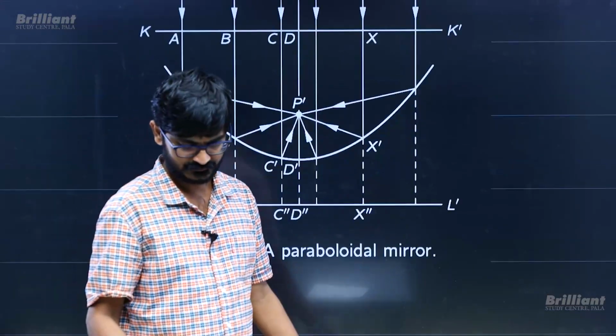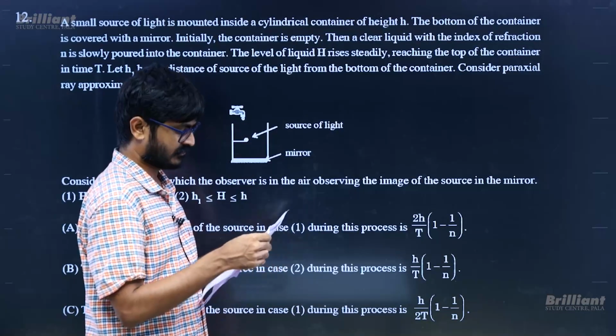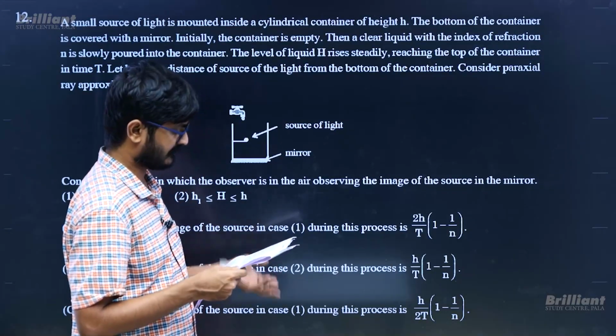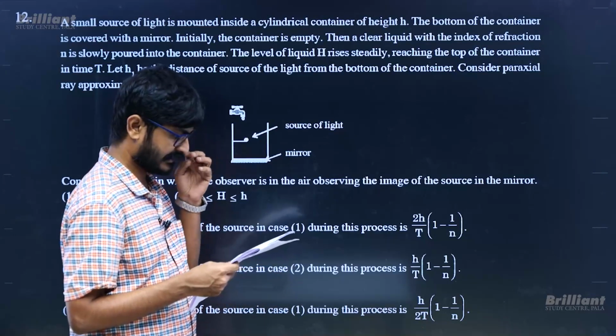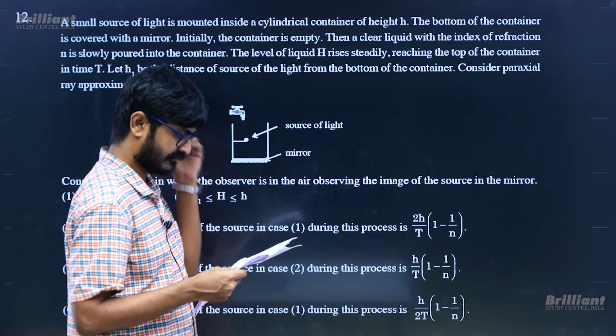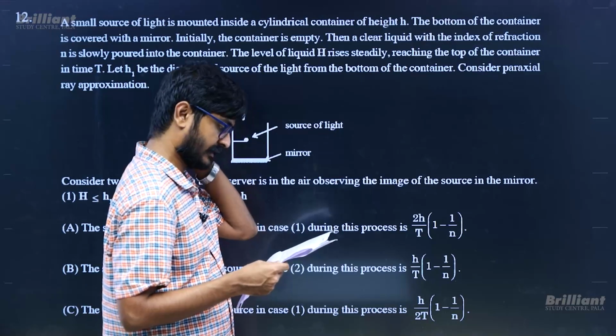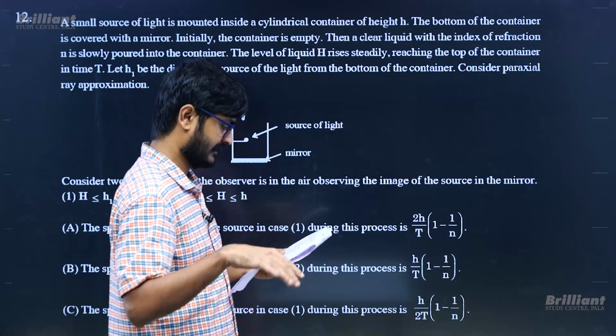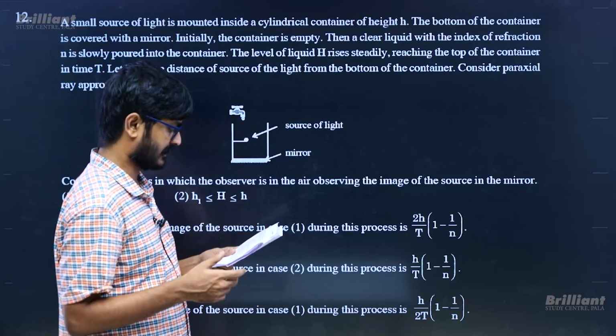The next question goes like this: a small source of light is mounted inside a cylindrical container of height h. The bottom of the container is covered with a mirror. Initially the container is empty, then clear liquid with index of refraction n is slowly poured into the container. The level of the liquid rises steadily and reaches the top of the container in time t.